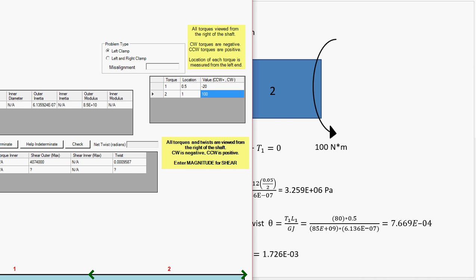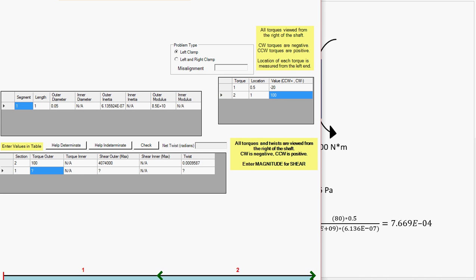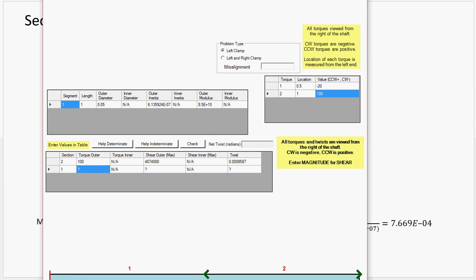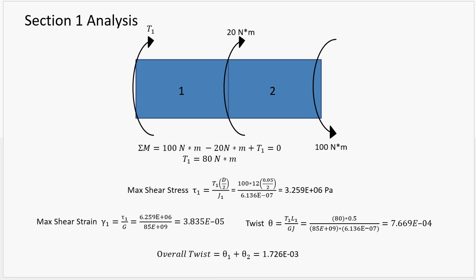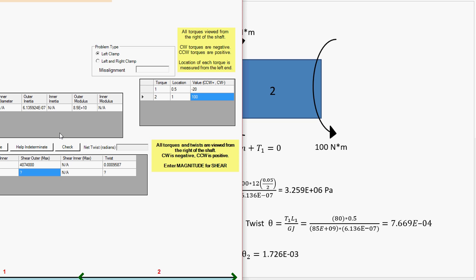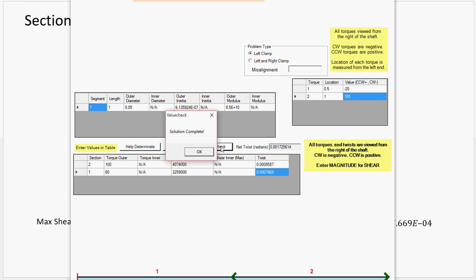So the torque outer, 80, or 100 minus 20 is still 80. Shear stress, twist, and we can check. Okay, solution complete.